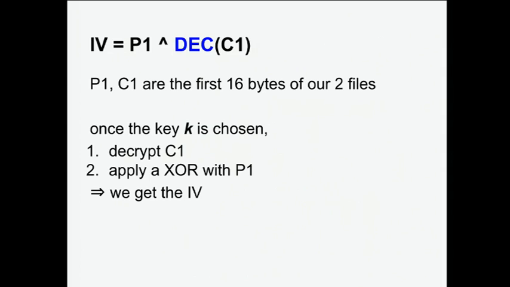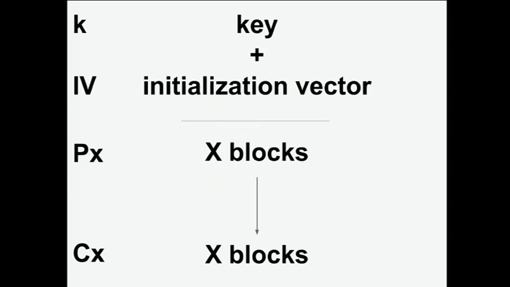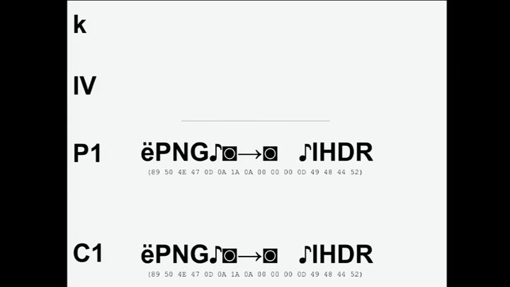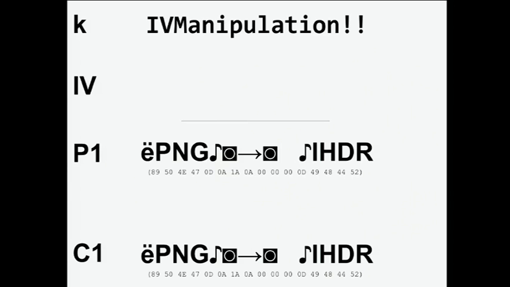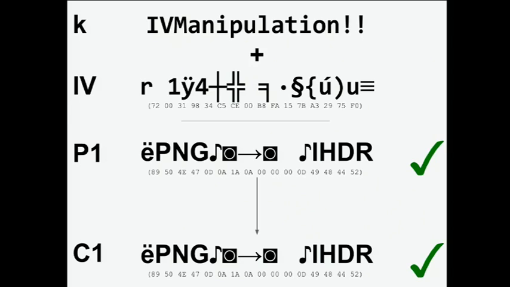So basically, if we know that we want the file to encrypt to a given first ciphertext block, and we know what the file originally started as, we can craft an IV so that it will work. So we decrypt the ciphertext and we apply XOR with P1. So basically, we have this, and we want this to encrypt as this. So we choose a key, a random key, and we apply this formula. Here, this is a standard ECB mode decryption, and we get this.